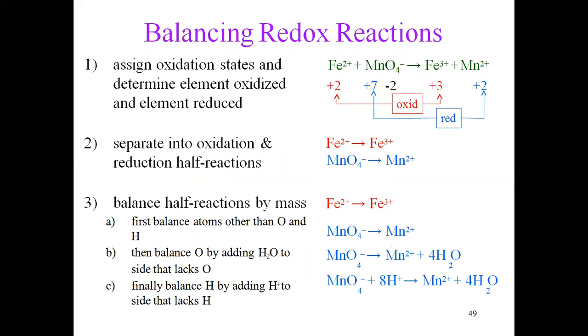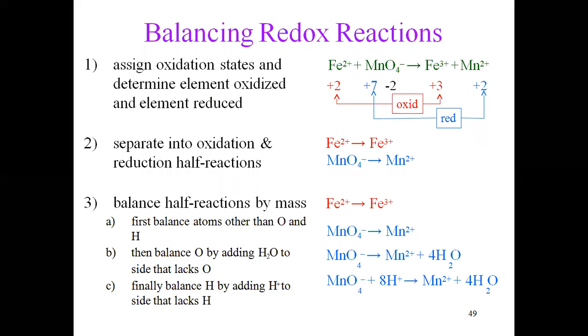We have to find out, for example, if Fe2+ and MnO4- give Fe3+ and Mn2+, which one is oxidized and which one gets reduced. Okay. Now separate the oxidation half reaction and separate the reduction half reaction. As you can see, Fe2+ will form Fe3+ and MnO4- goes to Mn2+. I just separate both reactions.